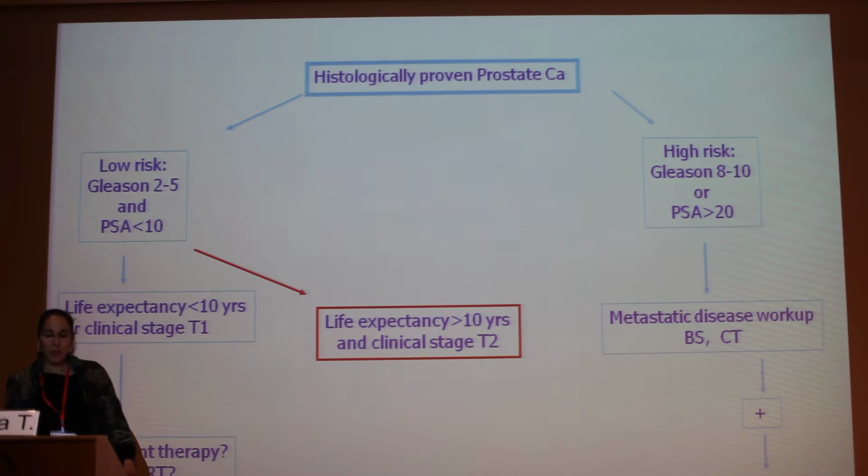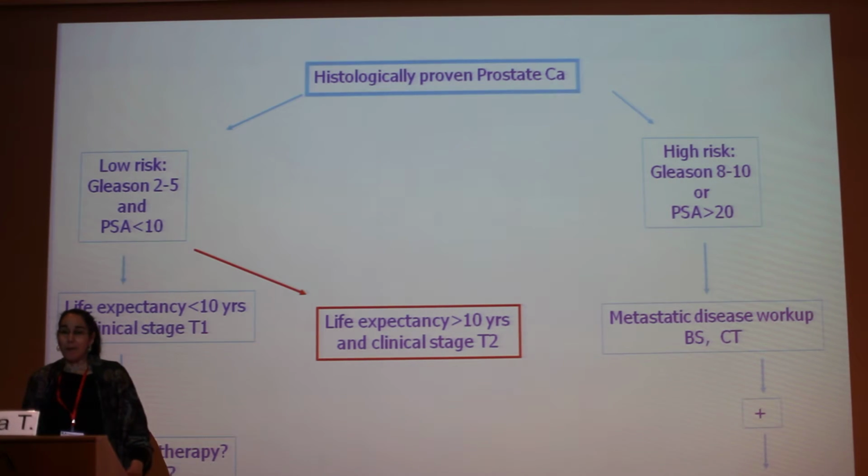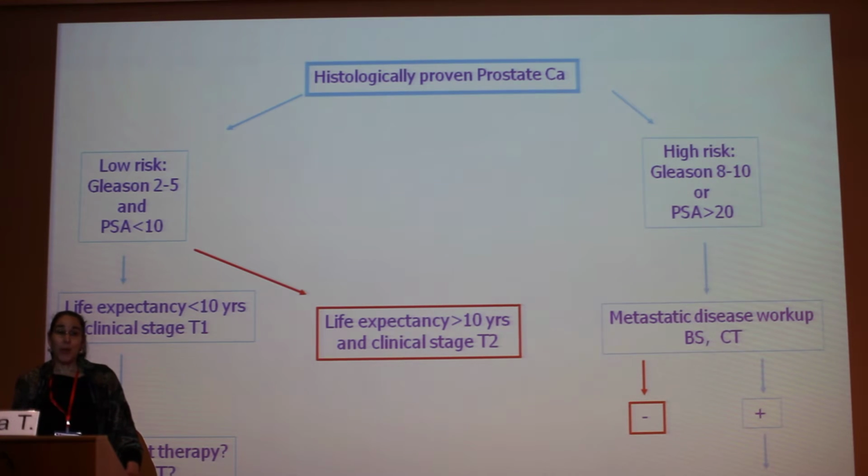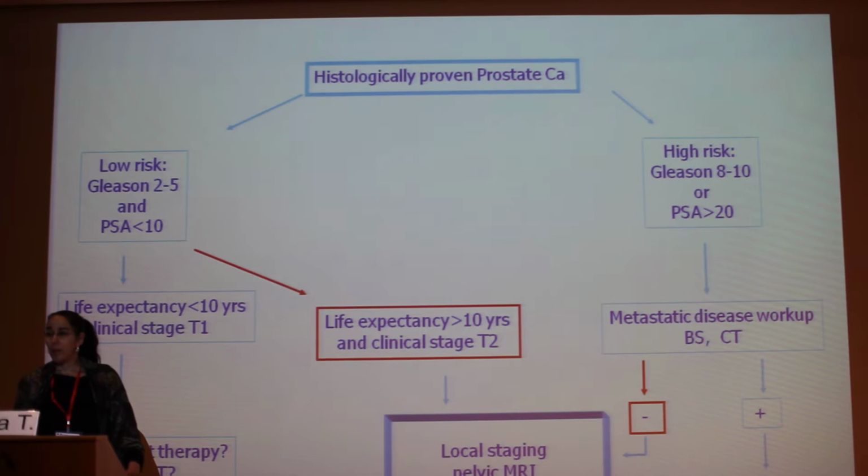However, if you have a patient in a low-risk group who has a life expectancy of over 10 years, or clinical stage T2, or a patient in a high-risk group who has a negative metastatic workup, then you can benefit from performing MRI for local staging to decide what type of local treatment is most appropriate.